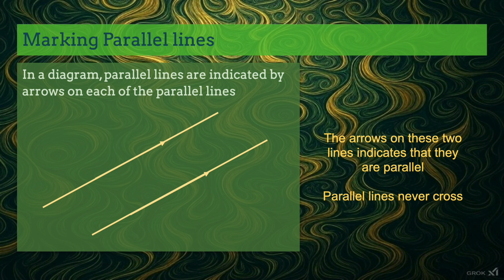In a diagram, parallel lines are indicated by arrows on each of the parallel lines. You'll see the two little arrowheads on the two lines. That indicates that these two lines are parallel and never intersect. If you see this on a test, it could be a double set of arrows. That means those lines are considered to be parallel. They never intersect.